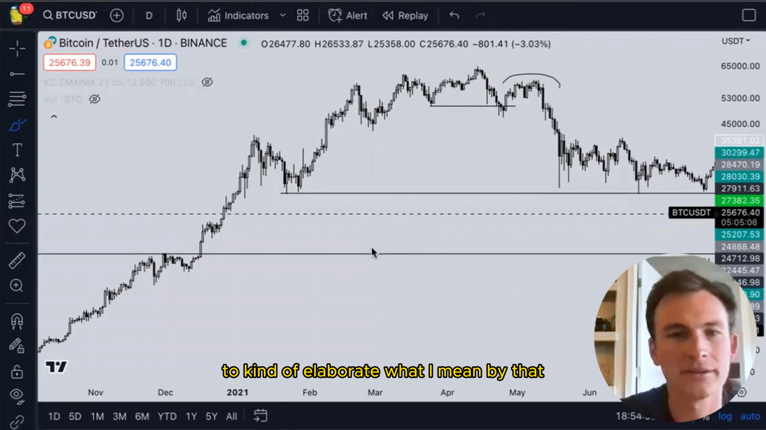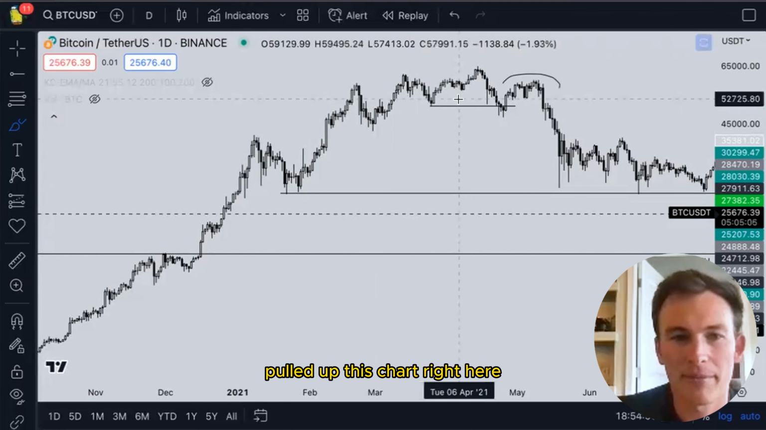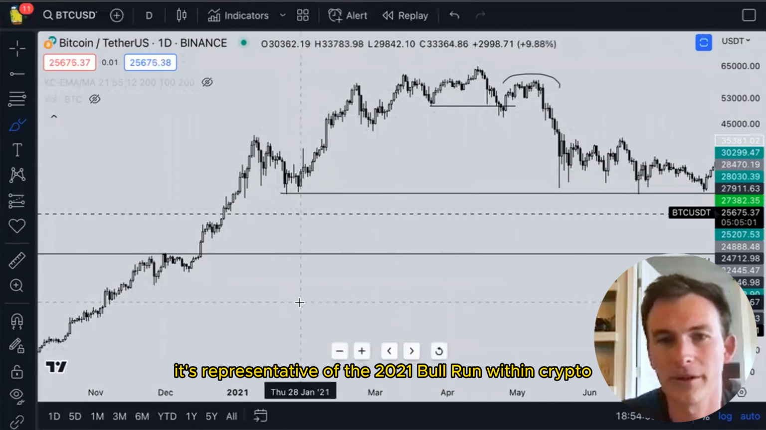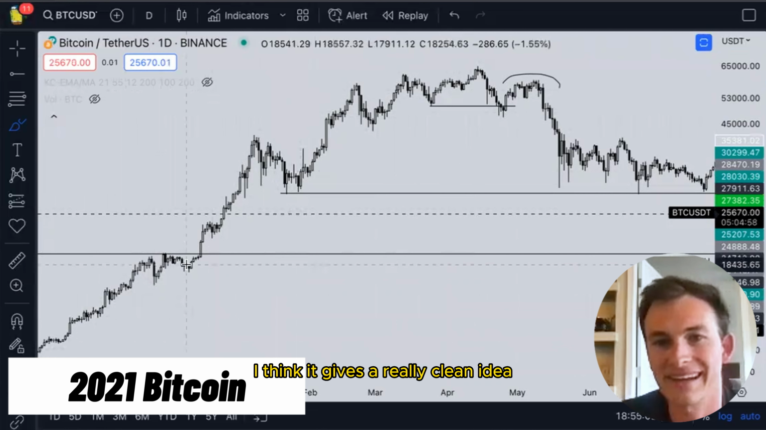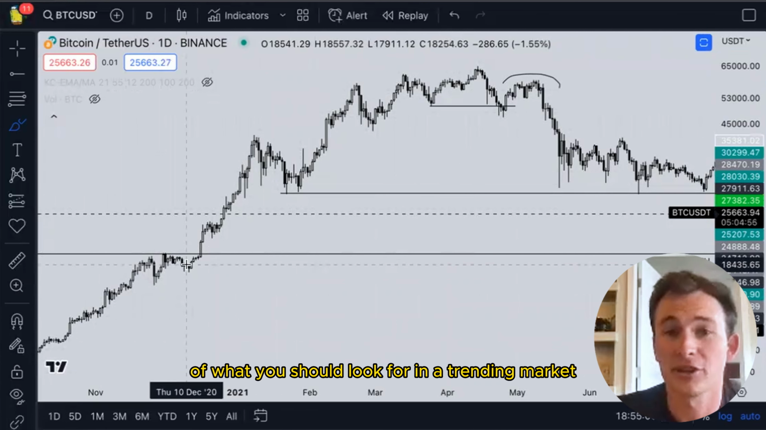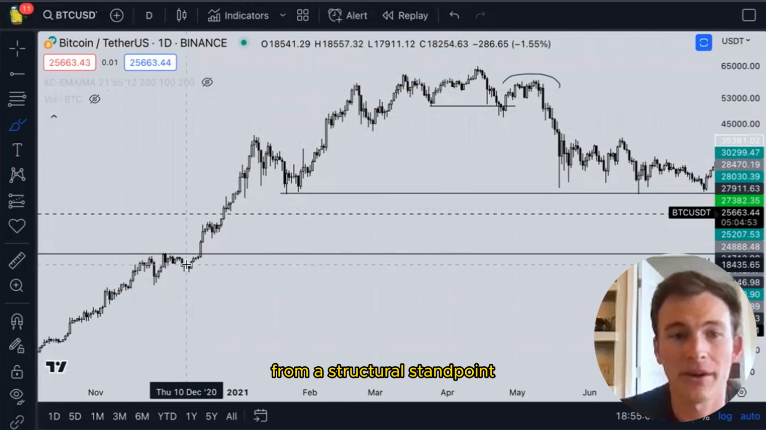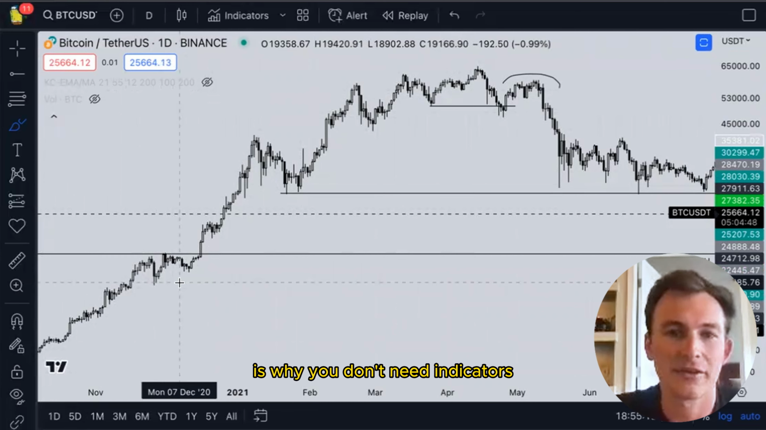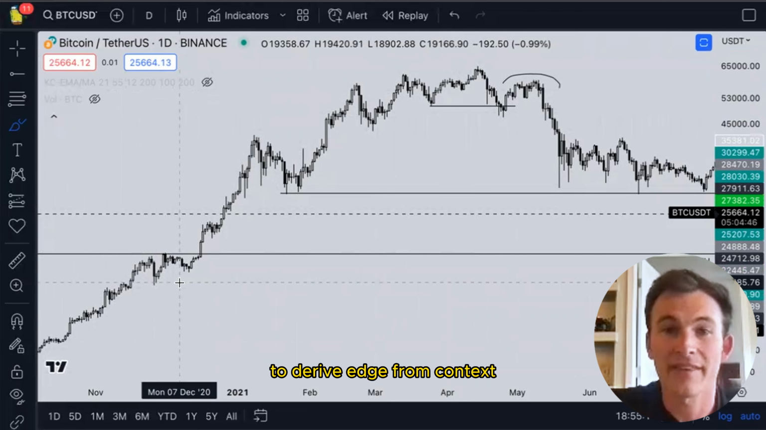To kind of elaborate what I mean by that, I pulled up this chart right here. It's representative of the 2021 bull run within crypto. I think it gives a really clean idea of what you should look for in a trending market from a structural standpoint, and a contextual one as well, because that's a big part of this. You don't need indicators to derive edge from context.